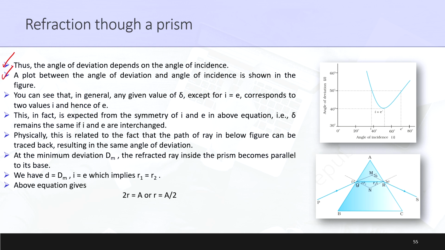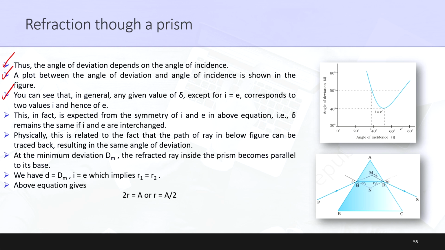As you can see, in general any given value of delta except for I equal to E corresponds to two values of I and hence of E, quite evident. So, basically the direction of propagation can be in this direction or in the opposite direction. Therefore, the value of I can take two values, and similarly E and I can interchange. So, this is the explanation being given here.